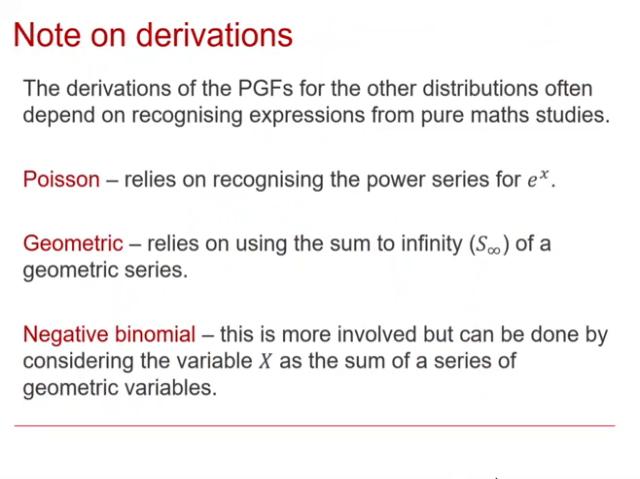And a few hints here. The Poisson derivation requires recognizing the power series for e to the power x. The geometric derivation requires using the sum to infinity of a geometric series, and the negative binomial distribution derivation is much more involved, but can be done by considering the variable x as a negative binomial variable also as the sum of a series of geometric variables. And for full derivations for each of those, you should look in textbooks or online.